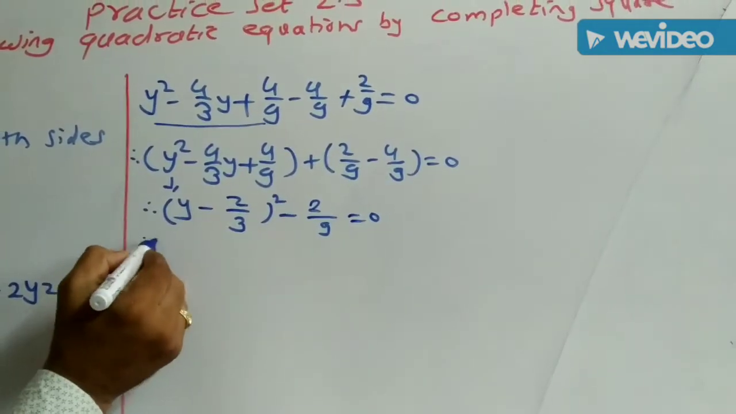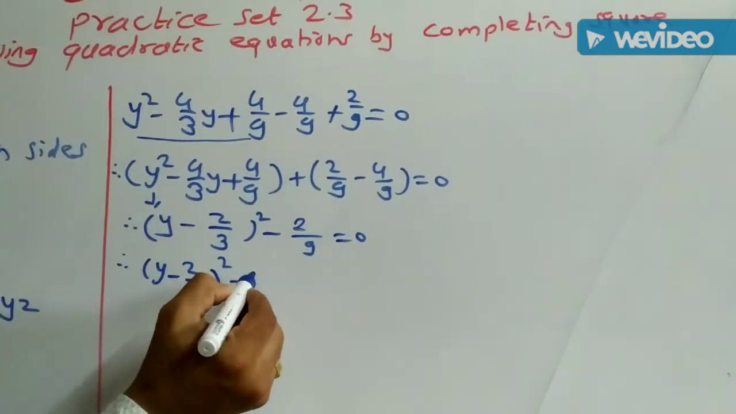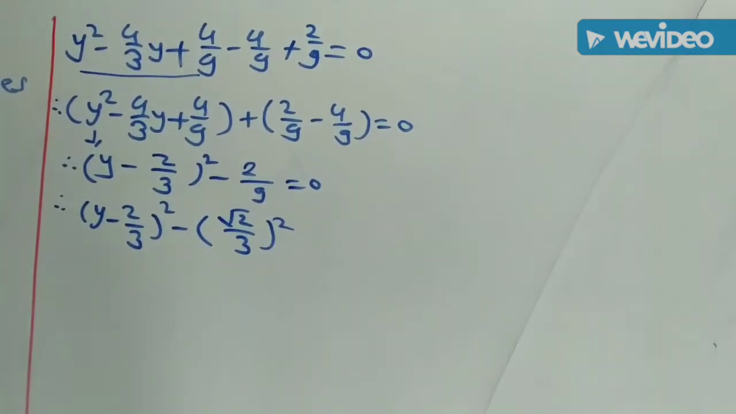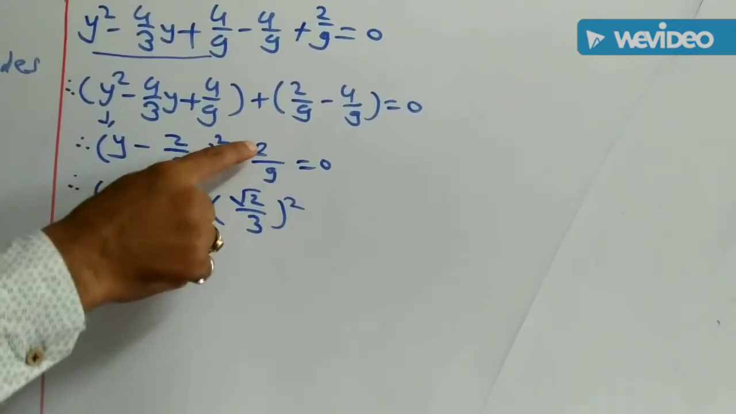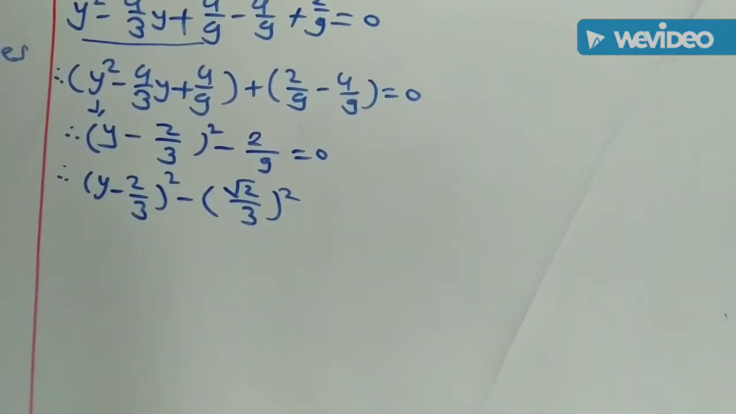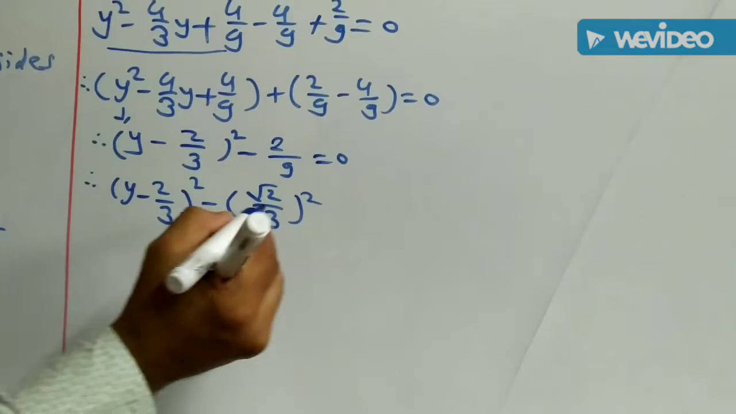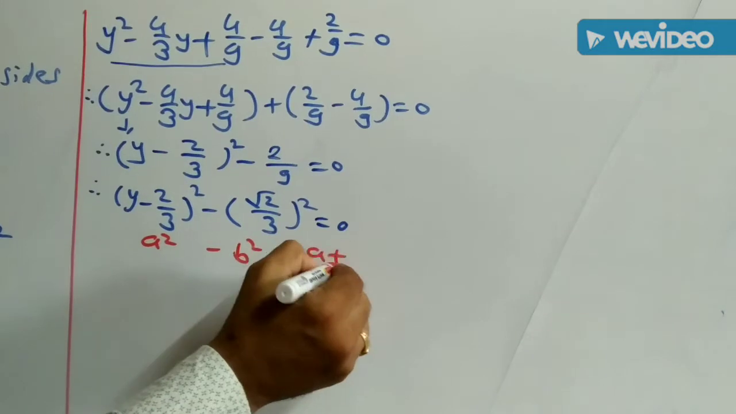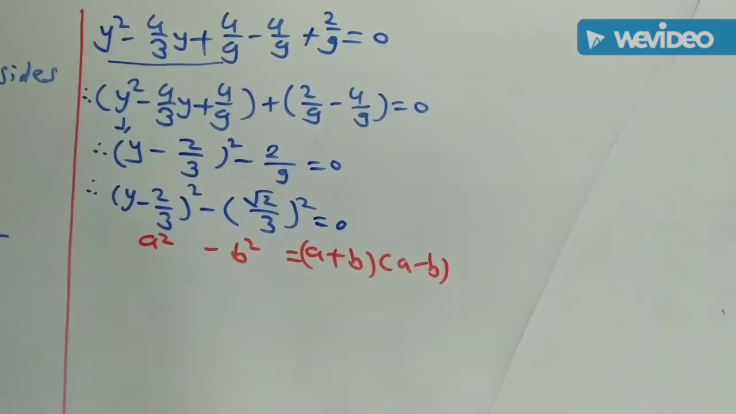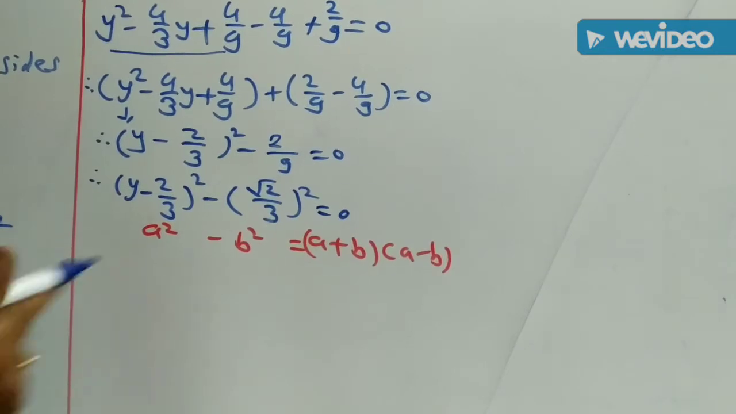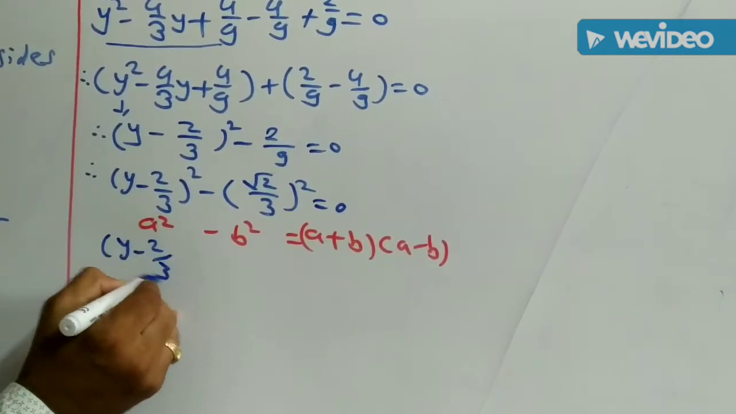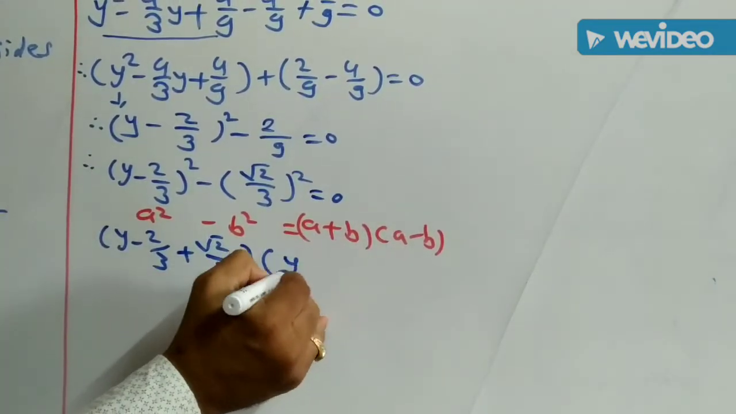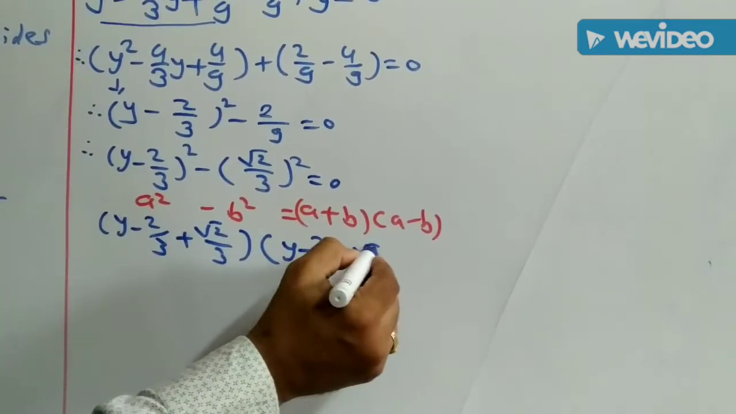is equal to 0. Now (y minus 2 upon 3) bracket square, and write the square root of this, root of 2 upon 3 bracket square. 2 is not a perfect square, therefore it is the square of root of 2. Square root of 9 is 3, bracket square, is equal to 0. Now it is in the form of a square minus b square, therefore write in the form of (a plus b)(a minus b). Instead of a, I write y minus 2 upon 3 plus b, that is root of 2 upon 3. Again a, that is y minus 2 upon 3, minus b, that is minus root of 2 upon 3.